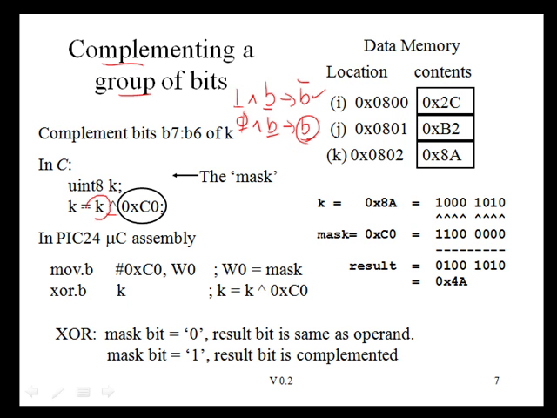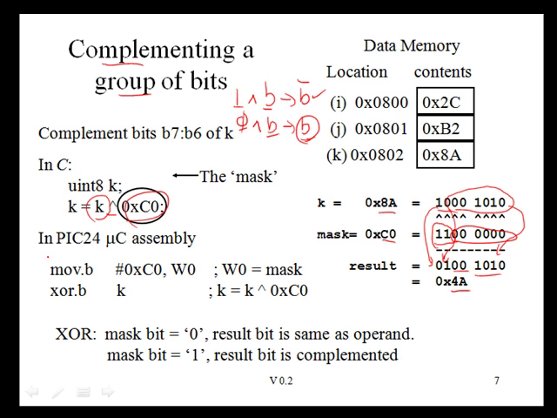This example is going to take an 8-bit variable k, bitwise exclusive OR with a constant, which is going to be the mask. So let's take a look at a numerical example. Let's let k be 8A. The mask is C0. Wherever the mask bits are 1, as in this case, these two bits right here will be complemented. So a 1 will become a 0. This 0 will become a 1. Wherever the mask bits are 0, these bits in this operand are going to be unchanged, so these are simply copied down to here. Our final result is going to be a 4A.